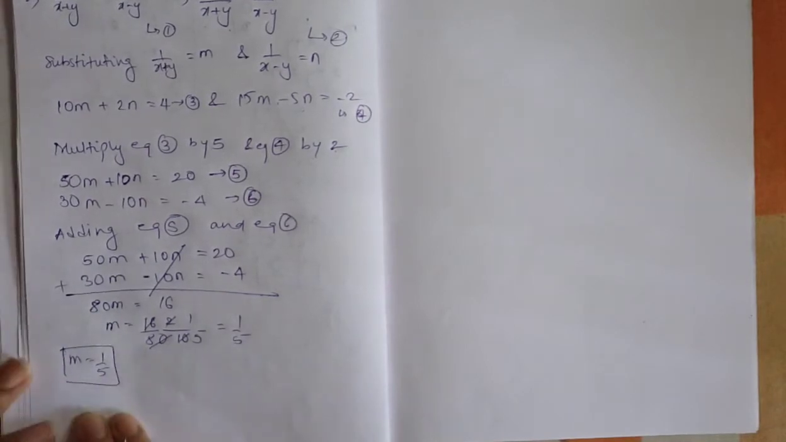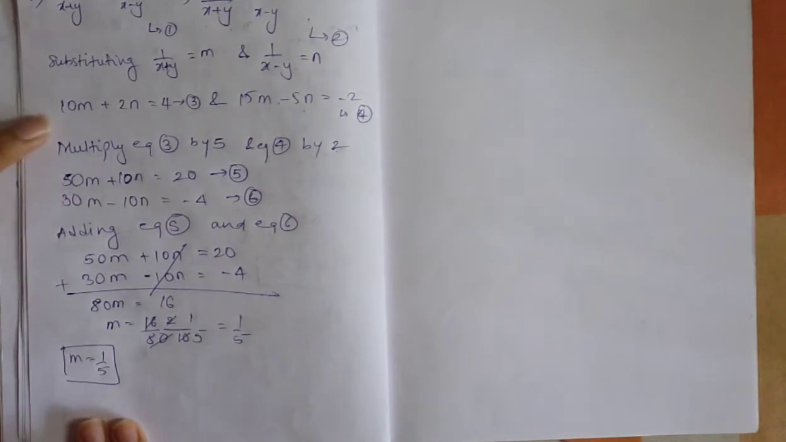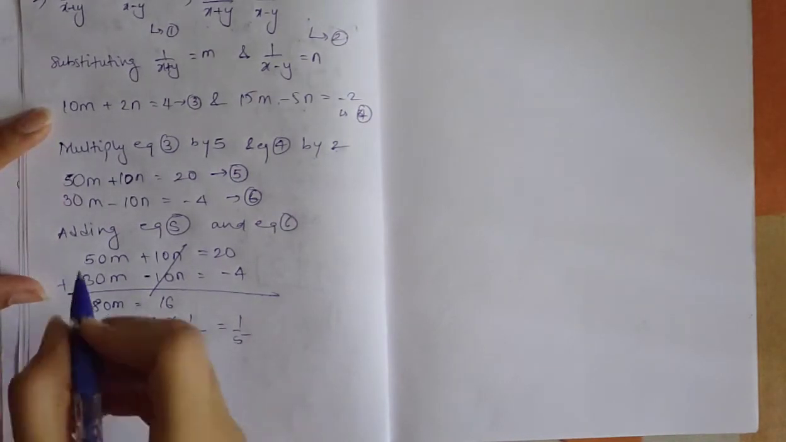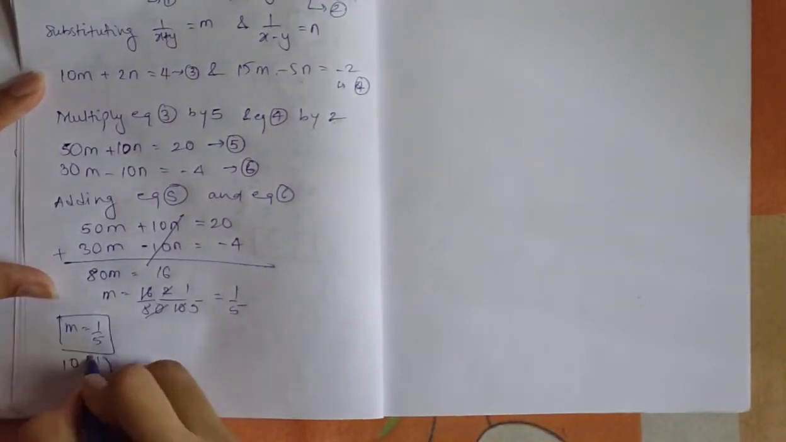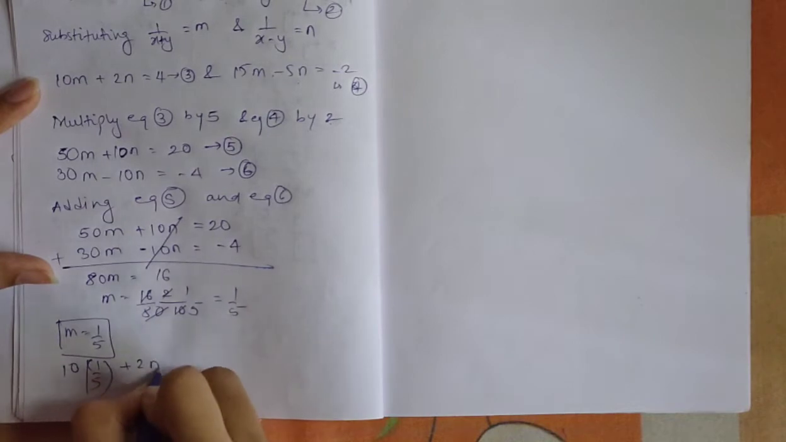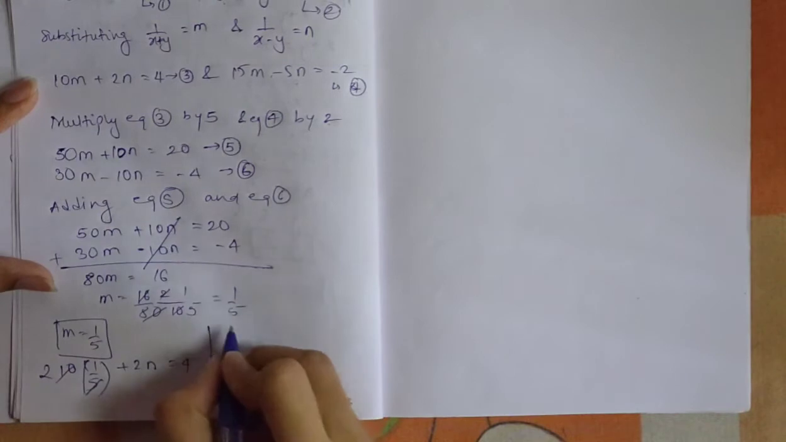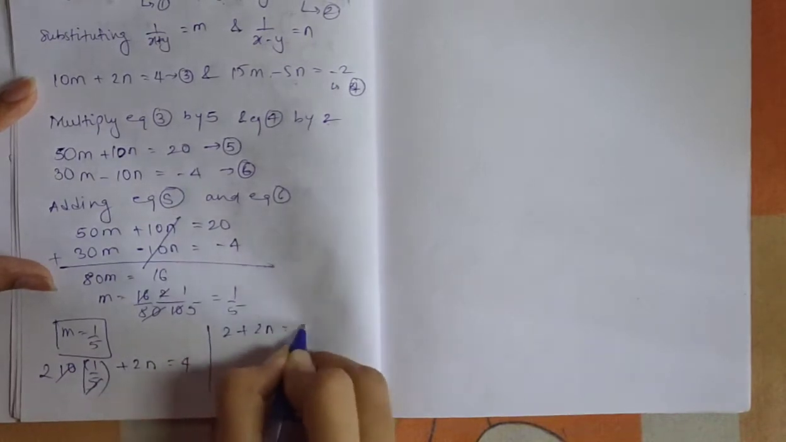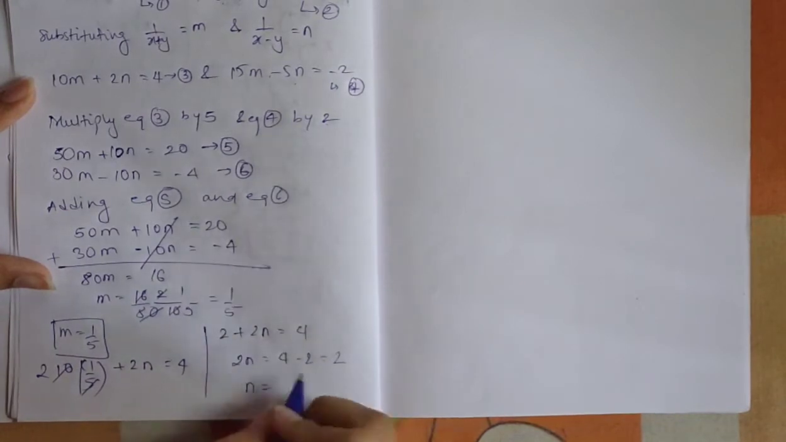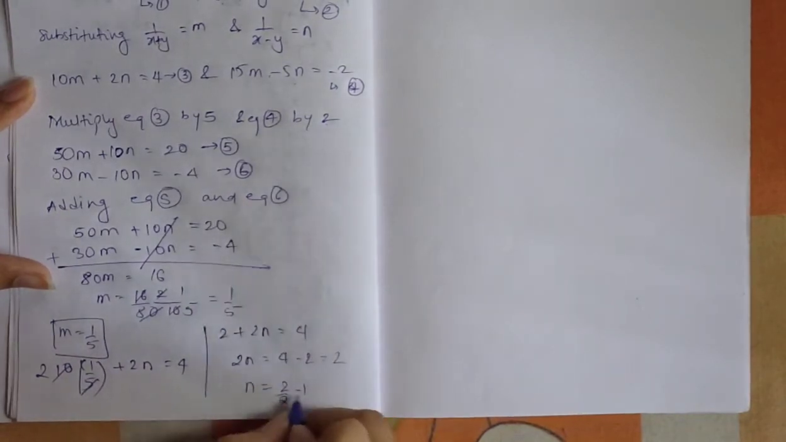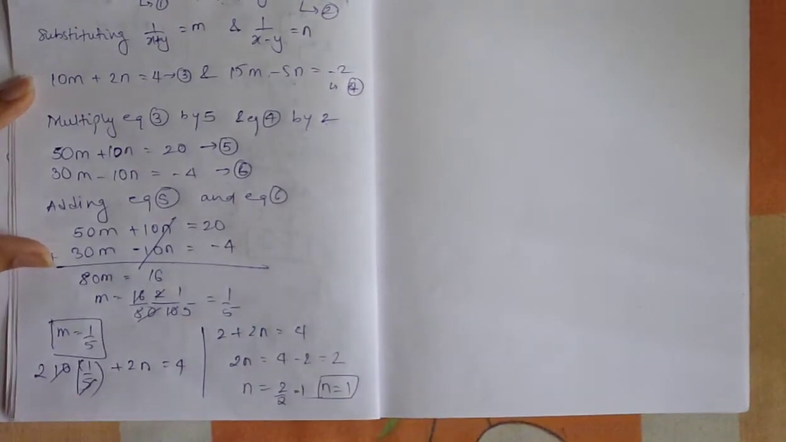Now I substitute this m in any of the above equations. Say my equation number 3. So let's substitute. 10 into 1 by 5, plus 2n is equal to 4. So this gets cancelled out. This is 2. So 2 plus 2n is equal to 4. 2n is equal to 4 minus 2, that is 2. And your n will be equal to 2 divided by 2, that is 1. So n is equal to 1. So I have got my m and n values.